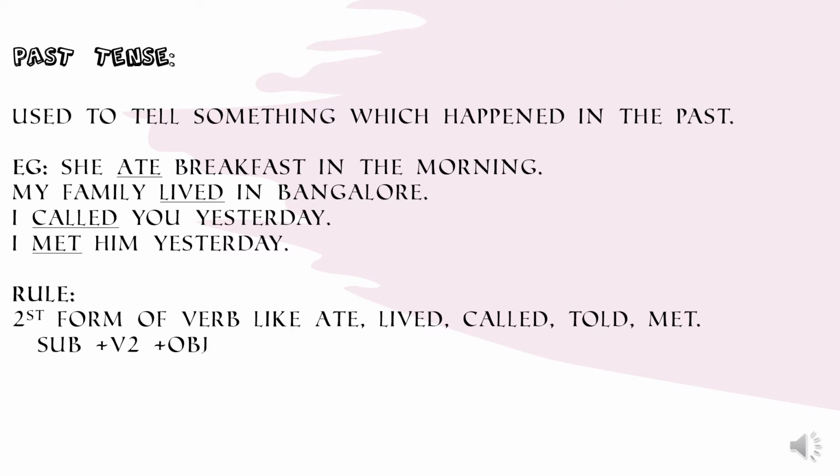Rules. When we make a sentence related to past tense, we always use the second form of the verb, for example lived, called, told, met in the sentences. So we should learn: subject plus the second form of the verb plus object. Got it?